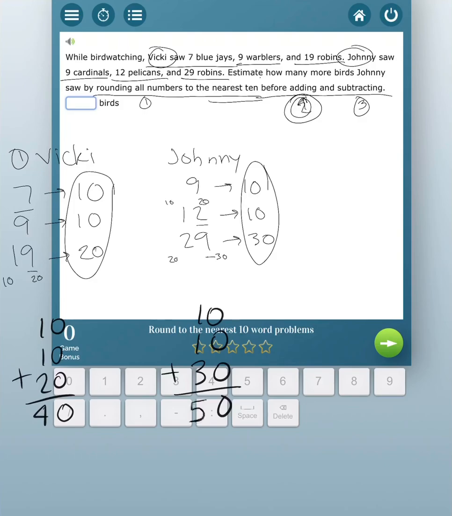Now I need to go to my third step right here, which is subtracting. Okay, now I'm going to subtract. How many more did Johnny see? So I put Johnny first. Johnny is 50, Vicky is 40. So I put my 40. I subtract. 0 minus 0, that is 0. 5 minus 4, that is 1. So I know Johnny saw 10 more birds than Vicky. So 10 is going to be my answer.